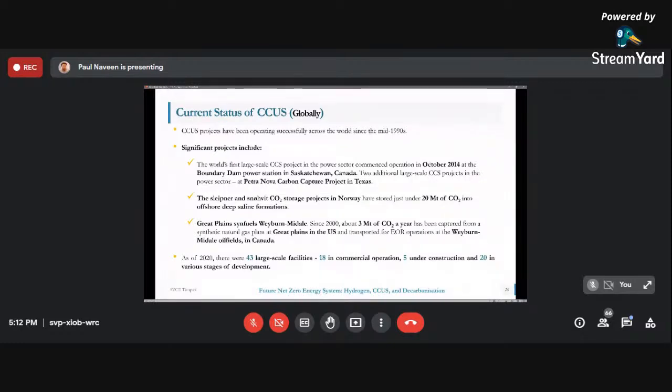Saline formation, as I was telling you, is a zone, like in an ocean, where salt water is present, which is not at all for use.